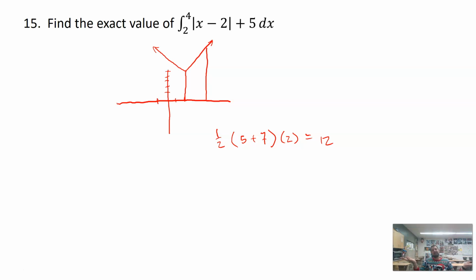I do again believe that this is one of the easier reviews that we've had, just because we're finding areas of fairly simple shapes the entire time. If you have any questions about how we got the answer to any of these, please let me know.